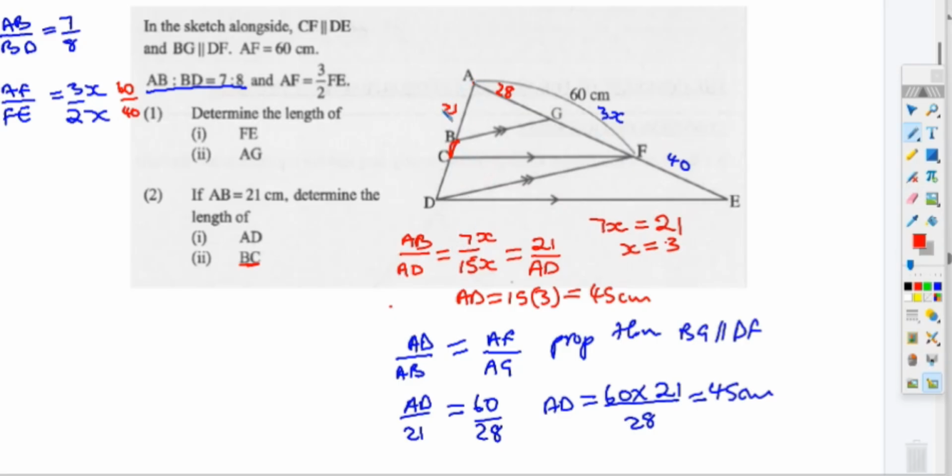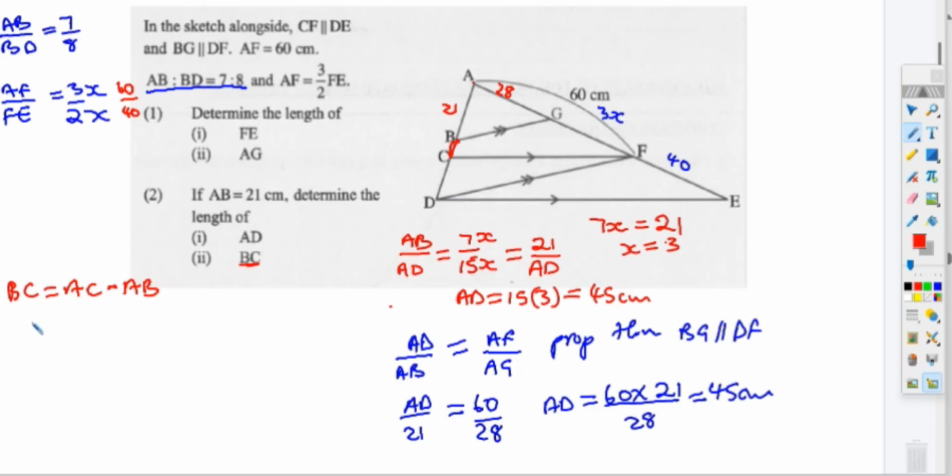We can calculate AC, right? So if we are to use AC, we will have that BC is equal to AC minus AB. We do have this AB being 21. So we can calculate AC and subtract AB to be left with BC. Now, how do we get our AC here?